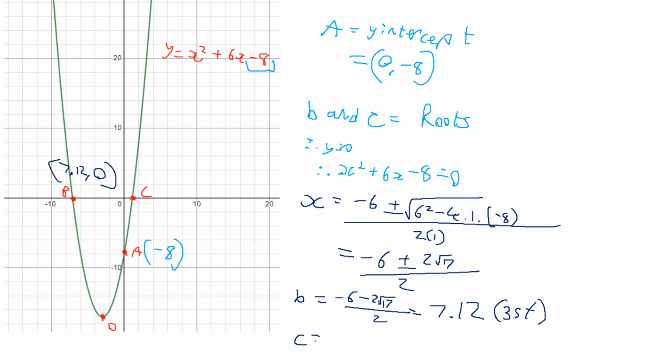And C is simply going to be equal to minus 6 plus 2 root 17 over 2. Sorry, this is going to be plus now. And if we add it, what we'll get is 1.12 to 3 significant figures. And so we can say that this is (1.12, 0).